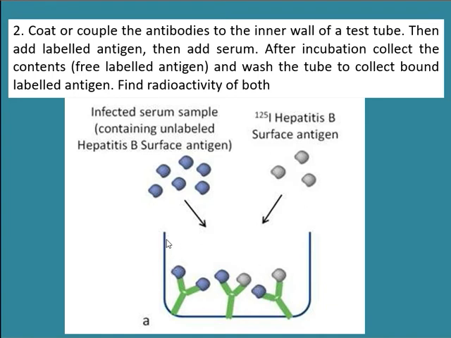So, you pre-coat the primary antibodies in your reaction tube, add labeled antigen, add unlabeled antigen in the serum, incubate, then you collect the contents of this tube first, which will contain the free displaced labeled antigen. Now, you wash this tube to collect the antigen antibody complexes. Then you measure the radioactivity separately.